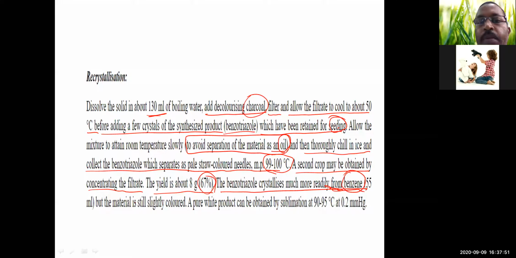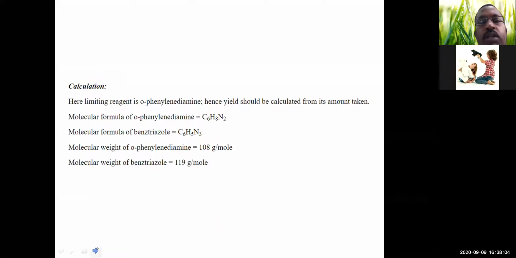So, but the material is still slightly colored. A pure white product can be obtained by sublimation at 0.2 mm of Hg. Okay. So, coming to the calculation part.